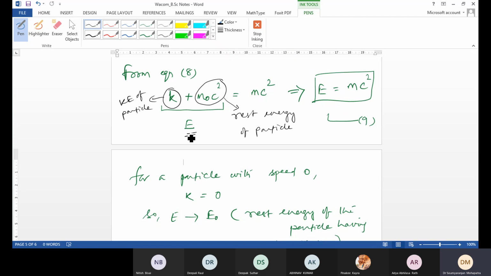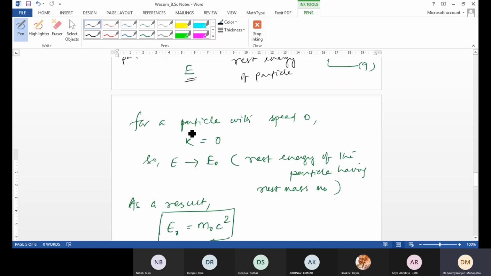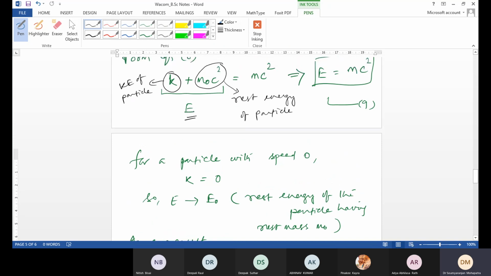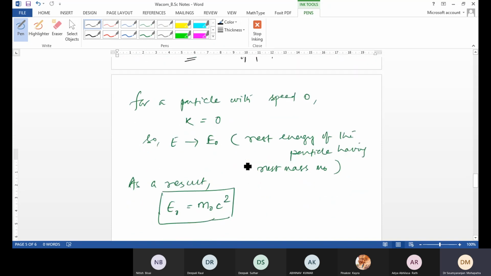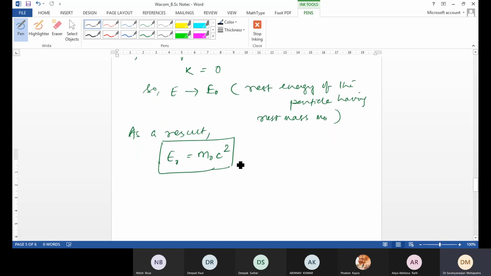So if the particle is at rest, it will have rest mass. It will not have relativistic mass. Okay, so in that case, I can say my E becomes E naught, and E naught is equal to m naught c square, where m naught is the rest mass. Understood? And here we have to consider that the total energy does not include potential energy. Okay, so this is called your energy and mass equivalence relation.